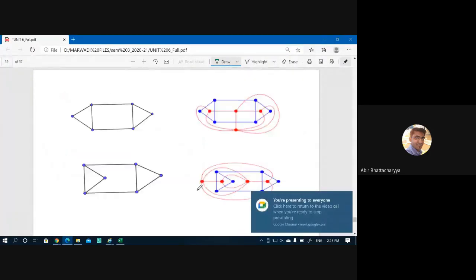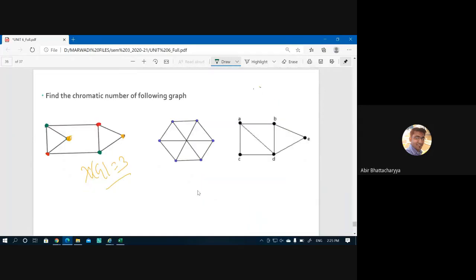For chromatic number. Mahima, let's go for this question here, chromatic number. Already done, Signi, no problem. Your attendance is already done.